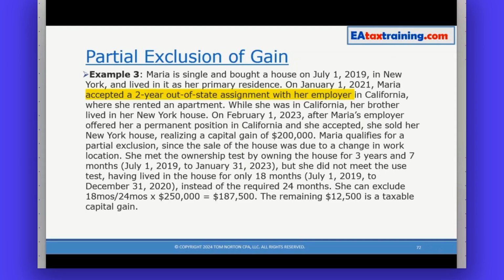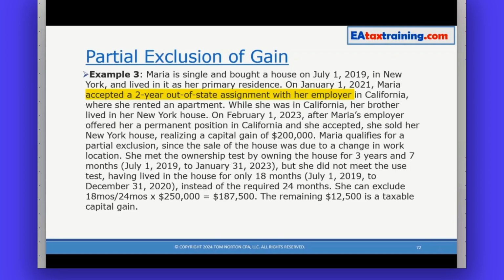Maria, again, this is the same fact pattern that we read before, but with one big change. Instead of going to pursue a master's degree, she accepted a 2-year out-of-state assignment with her employer. And then instead of pursuing a doctorate, her employer offered her a permanent position out there in California, and she accepted. And then she sold her New York house. So now the reason she sold her house is because of a change in job location. Because of that, she qualifies for a partial exclusion.